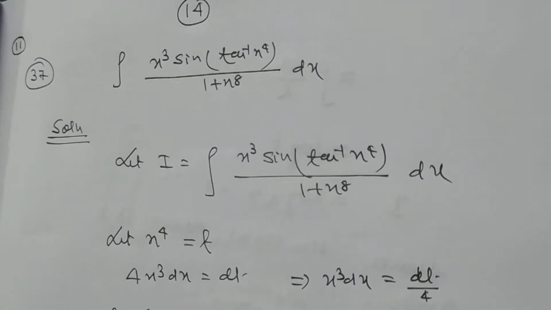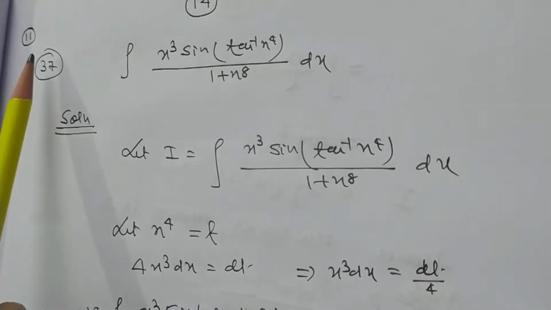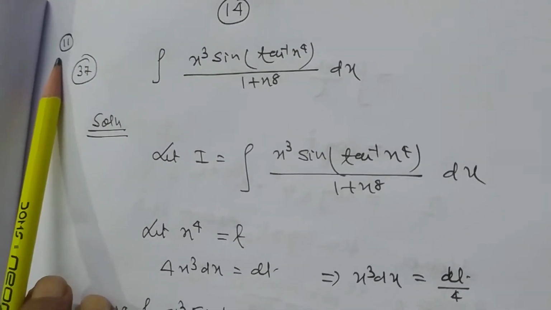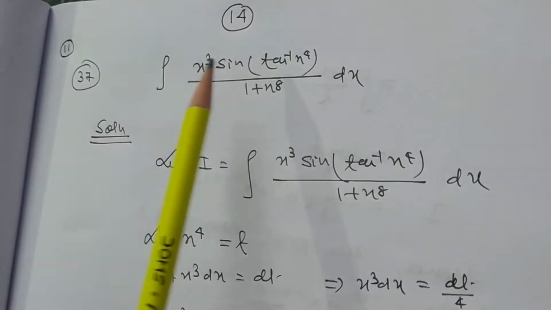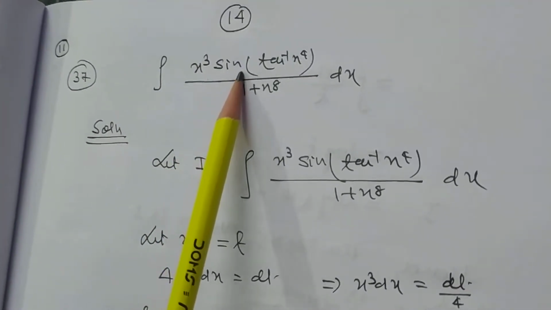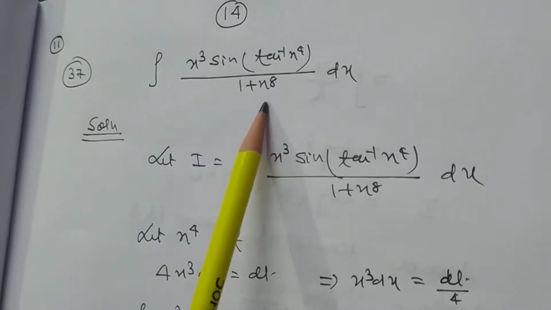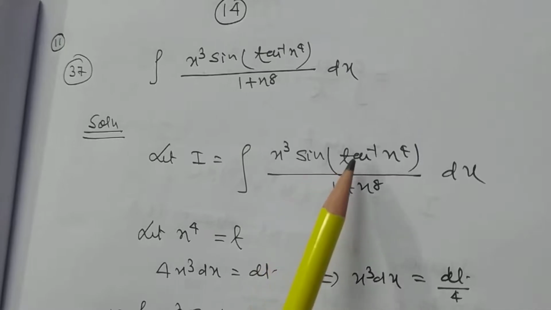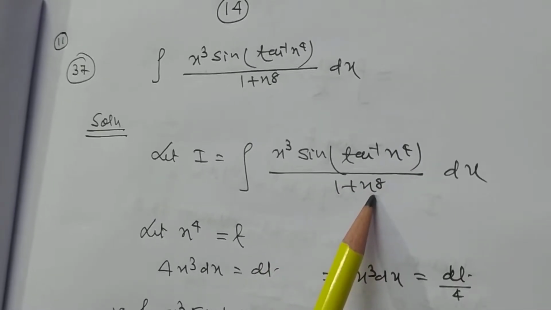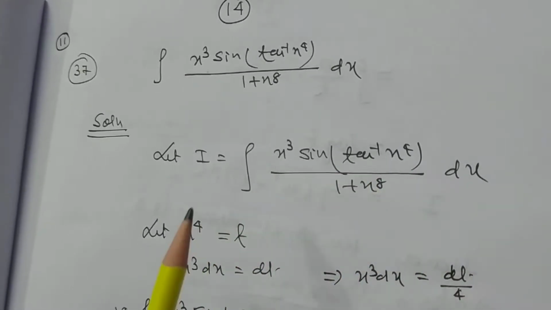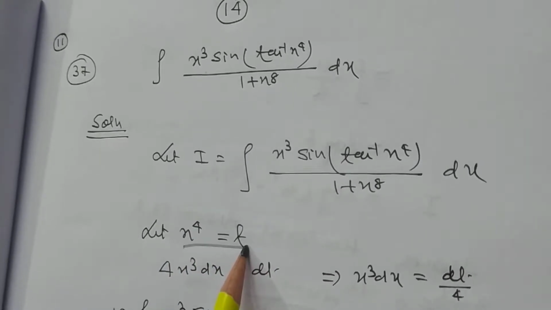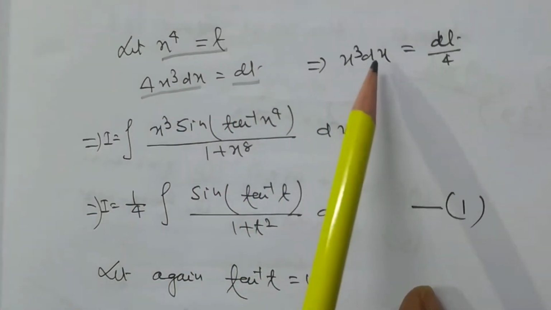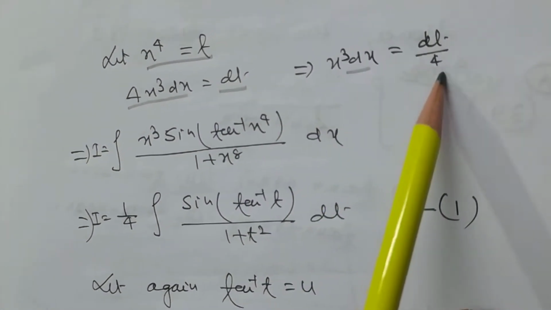Now I want to discuss problem number 37 of NCERT exercise 7.2 and problem number 11 of this study material. The problem is the integral of x cube sin(tan inverse x to the power 4) divided by 1 plus x to the power 8 dx. So I is equal to that integral. Now consider x to the power 4 is equal to t. Then 4x cube dx is equal to dt, and x cube dx is equal to dt by 4.